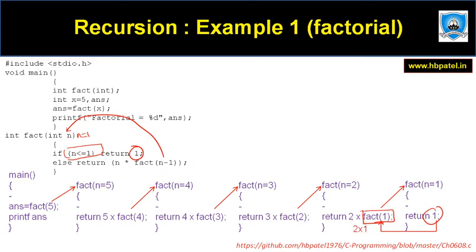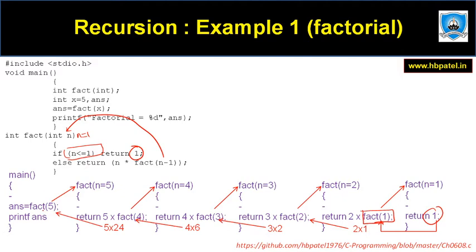So that 1 is multiplied by the previously waiting 2. So 2 multiplied by 1 is 2. So that 2 goes to here. Now that is 2, multiplied by the previously waiting 3. So 3 multiplied by 2 is 6. That 6 goes to here because it was called by this. So that 6 multiplied by the previously waiting 4 is 24. 24 goes to this. So that 24 multiplied by the previously waiting 5 is 120.